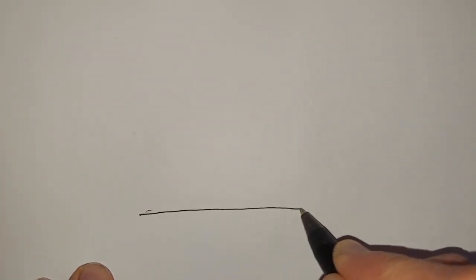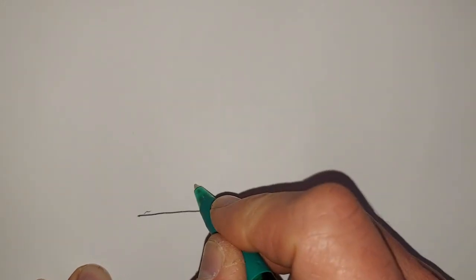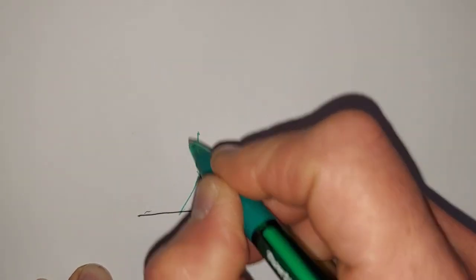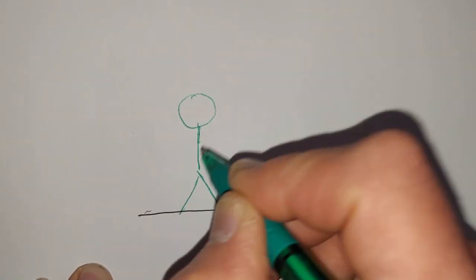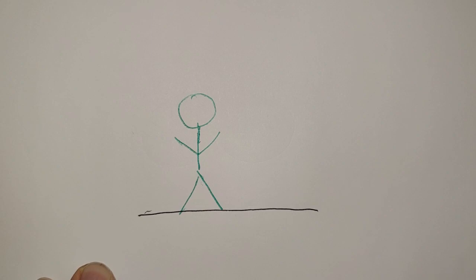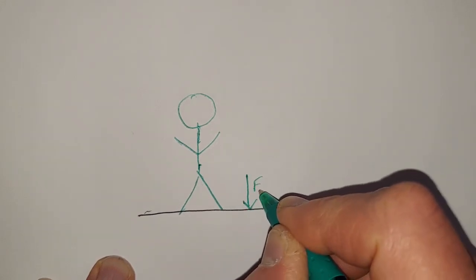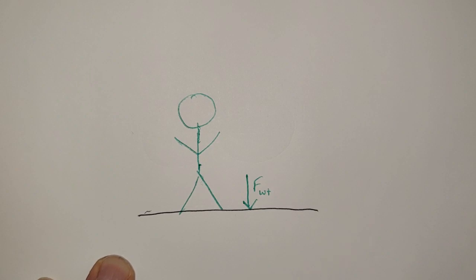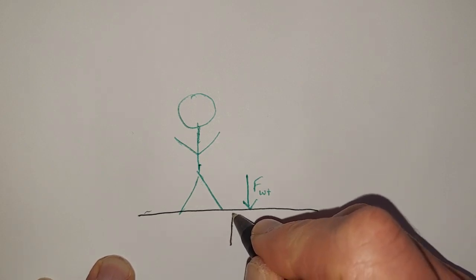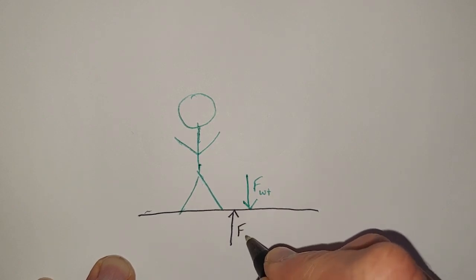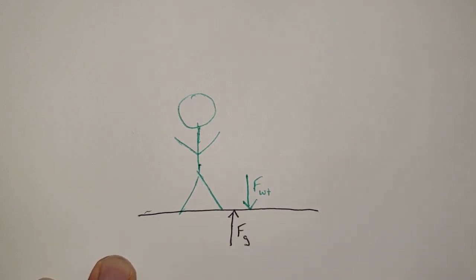An example of this is if you were standing on the ground. So let's draw the ground here. Let's draw you standing here on the ground. Now, your weight is a force pushing against the ground. Force, weight. But the ground is pushing against you with the same magnitude of force, just in the opposite direction.